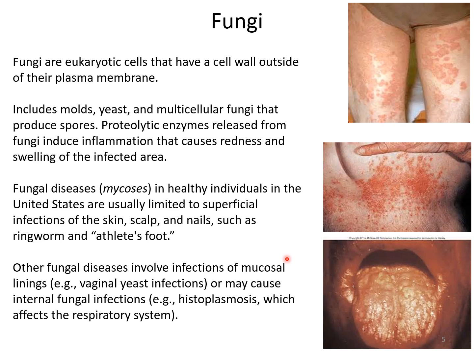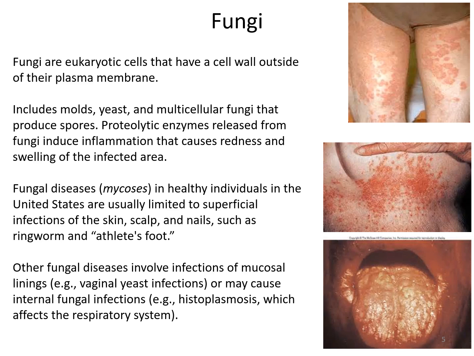And then you have proteolytic enzymes. Those are like degradative enzymes, and they get released and they cause inflammation, and redness, and swelling, and you can see that in these images. Fungal diseases are referred to as mycoses, and in healthy individuals here in the US, that's typically limited to superficial infections. So your skin, your scalp, your nails, things like that. So ringworm and athlete's foot are good examples of fungal infections or mycoses.